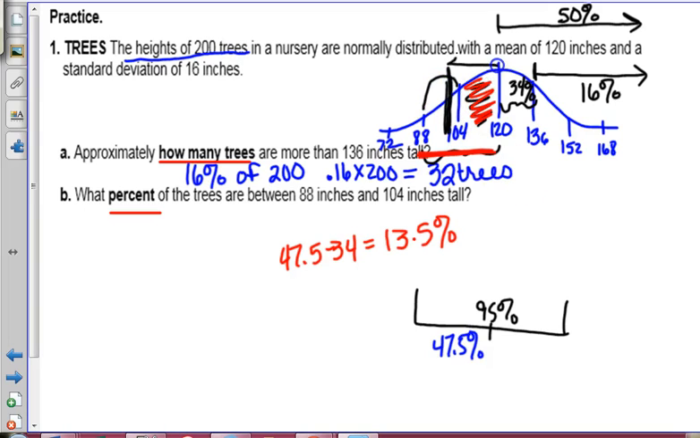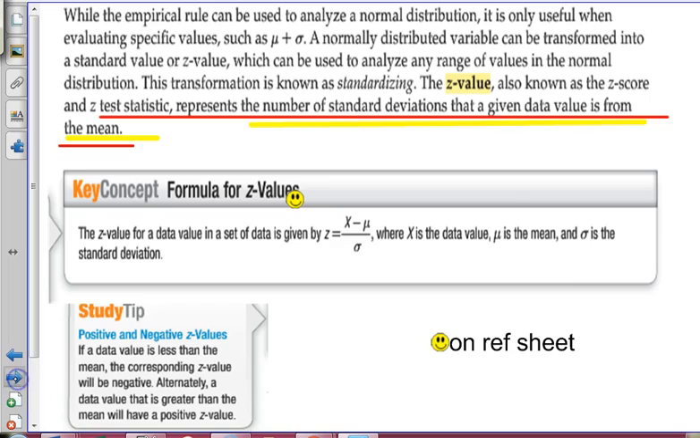If I want to know how far that is in standard deviations, okay? So 100 is how far away from 120? 20 units, right? And our standard deviation was, how wide were the standard deviations? 16, so this is 1.25. Did I do that in my head right? Standard deviations below. Okay. That's the z-score. That's all it is.